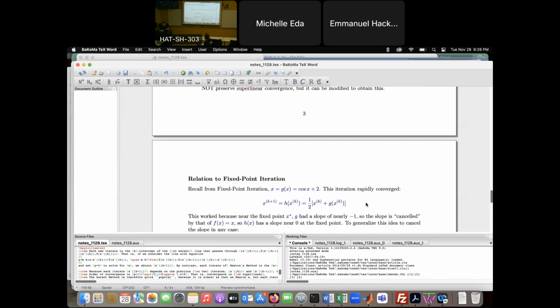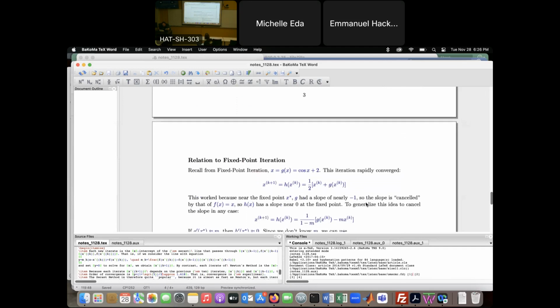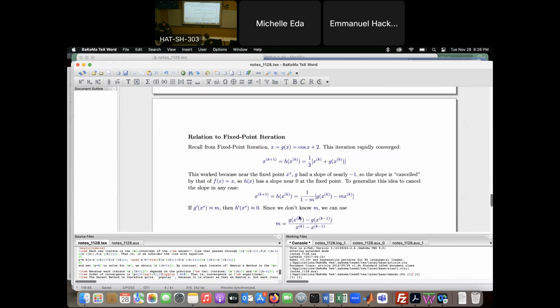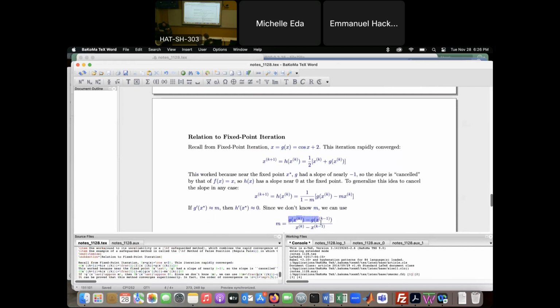So what I did was generalize that idea. I performed this fixed point iteration, xk plus 1 equals h of xk, where I'm taking a linear combination of xk and g of xk, so 2 previous iterates of regular fixed point iteration. So the idea is, if g prime at the root is approximately m, then h prime at the root is roughly 0. Now, we don't know what m is, of course. So we try this idea: I'll just use an approximate m, a slope of a secant line in here.